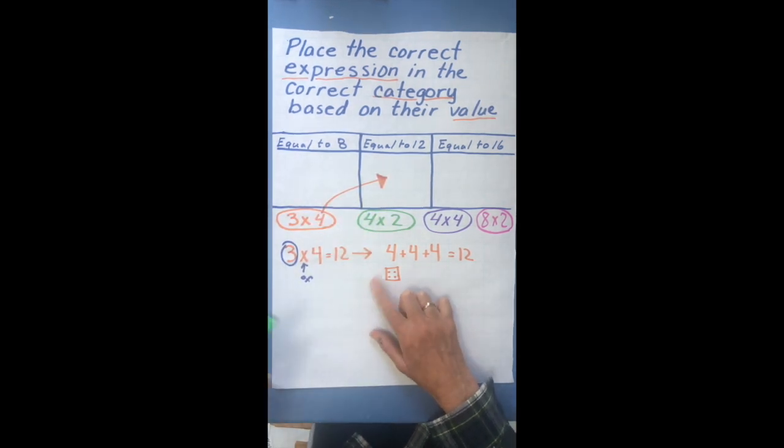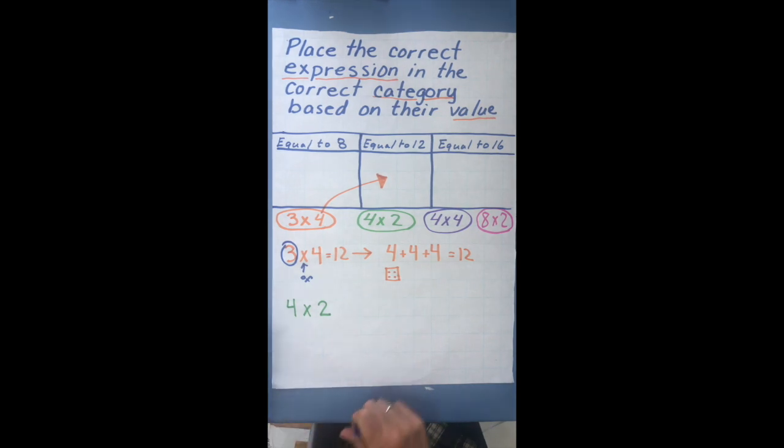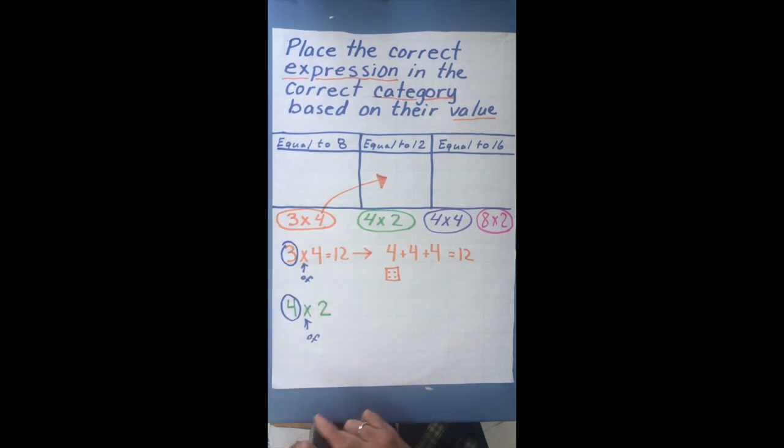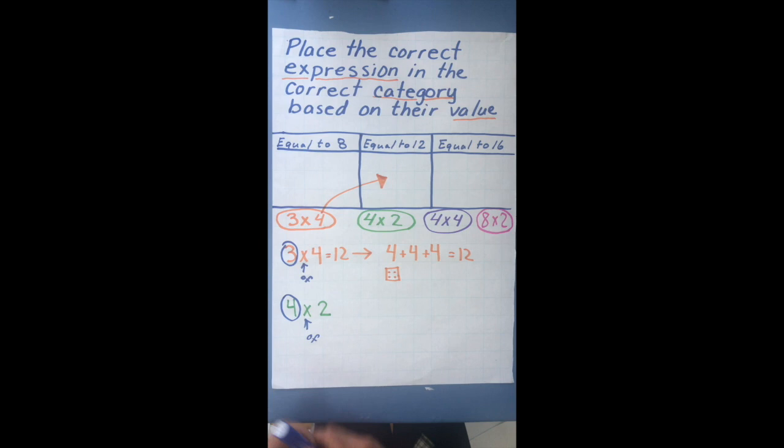Okay. The green one is 4 times 2. Again, I would circle this. 4, I know this means of, so it's 4 groups of 2. So this means how many fingers I'm going to have, and this is a skip counting song. So 2, 4, 6, 8, I get 8.